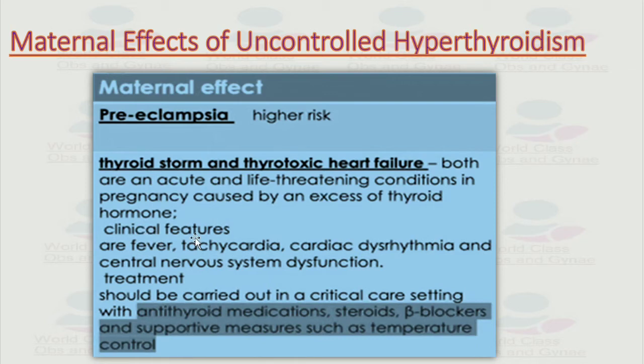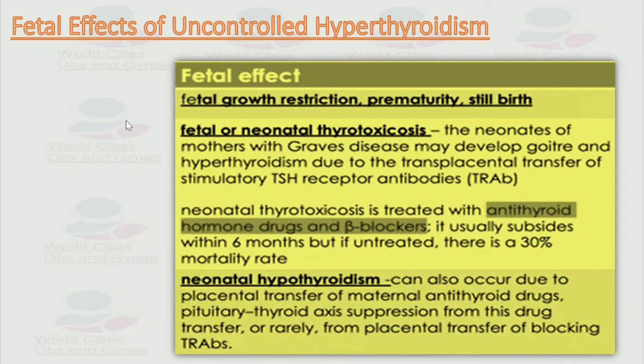Now, what are the clinical features of thyroid storm? Those are fever, tachycardia, cardiac dysrhythmia, and central nervous system dysfunction. Treatment should be carried out in a critical care setting with anti-thyroid medication, steroids, beta blockers, and supportive measures such as temperature control.